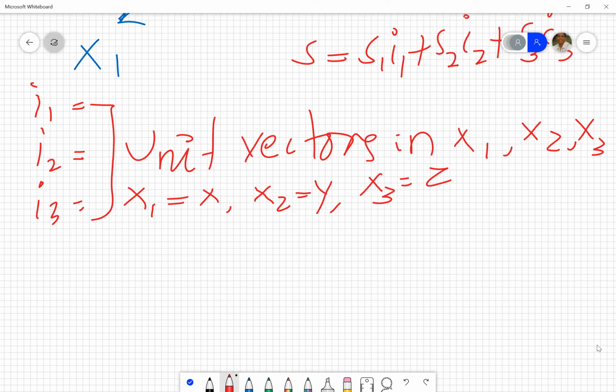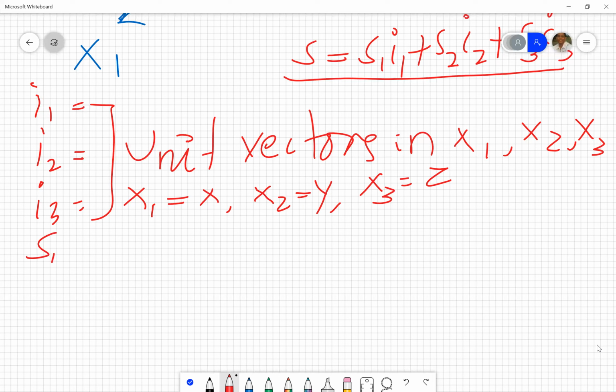Then what are S1, S2, and S3 here? This is the equation: S is equal to the total vector sum of S1 i1, S2 i2, and S3 i3. So i1, i2, i3 are the unit vectors in the respective directions of x1, x2, and x3. Then what are S1, S2, and S3?